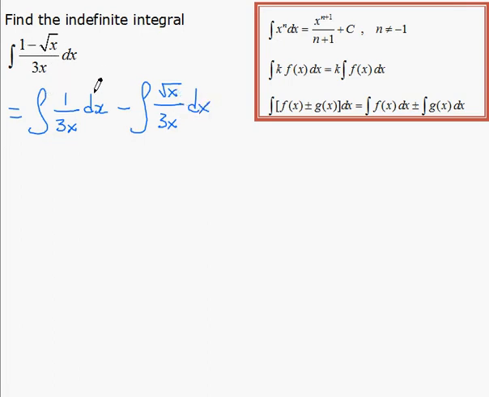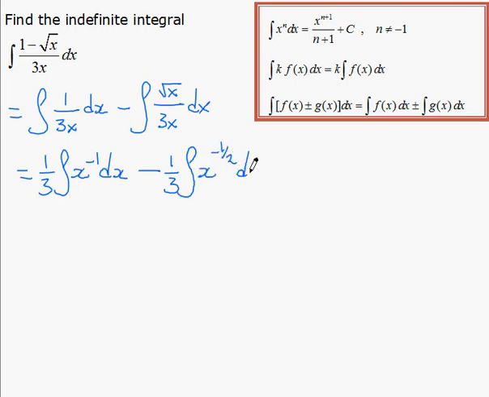This can go with both pieces, and this third rule which says we can separate the terms. Removing the constant now and writing the exponents as negatives, we end up with 1 over 3 x to the minus 1 minus 1 over 3 integral of x to the minus half dx. X to the half minus 1 is x to the minus half. 1 over 3 came out.